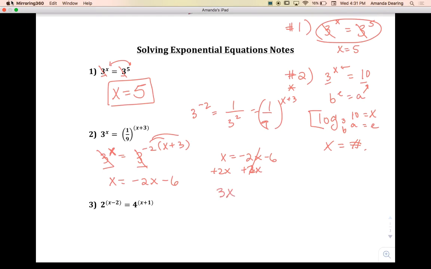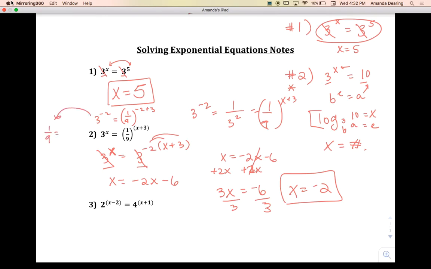So 3x equals negative 6, divide by 3, x equals negative 2. This is actually really easy to check, which is nice. You can just plug it in. 3 to the negative 2 is supposed to equal 1/9 to the negative 2 plus 3. Well, as we already talked about, 3 to the negative second is 1 over 3 squared, which is 1/9. And on the right-hand side, negative 2 plus 3 is positive 1. So is 1/9 equal to 1/9 to the first? Yes, it is. That checks out.